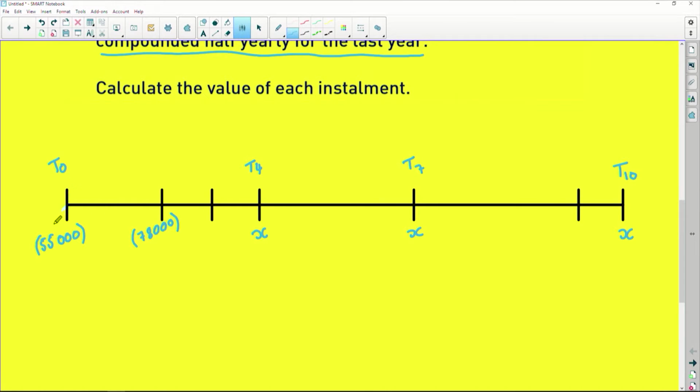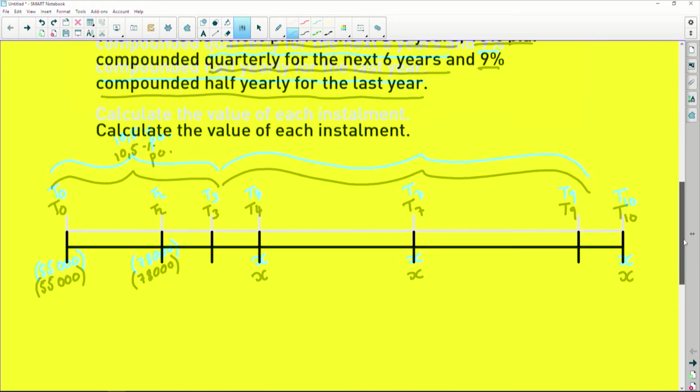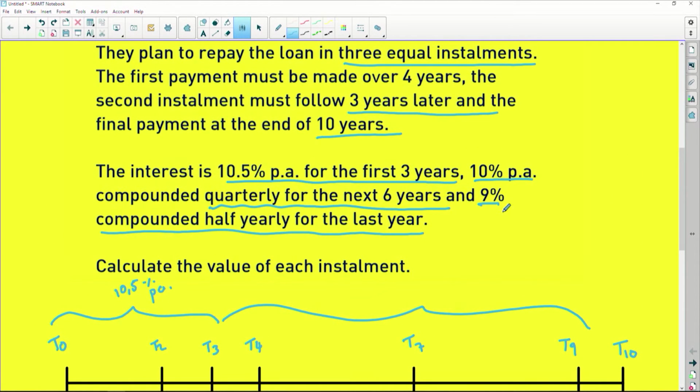So they said for the first 3 years, so this is T2, that's going to be T3. For the first 3 years, we have an interest rate of 10.5%, and that's per annum. There's no compounding period over there. For the next bit, from T3 up until T9, for the next 6 years, it's going to be 10% per annum, and that is compounded quarterly.